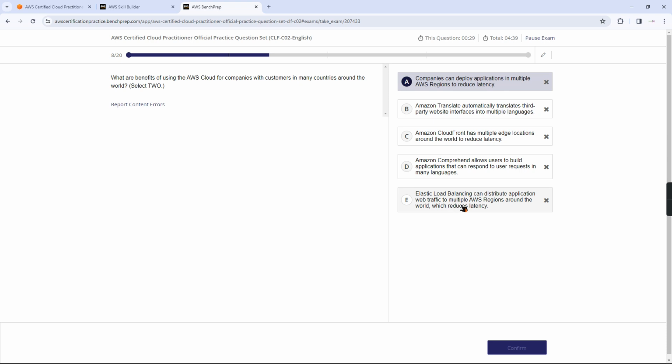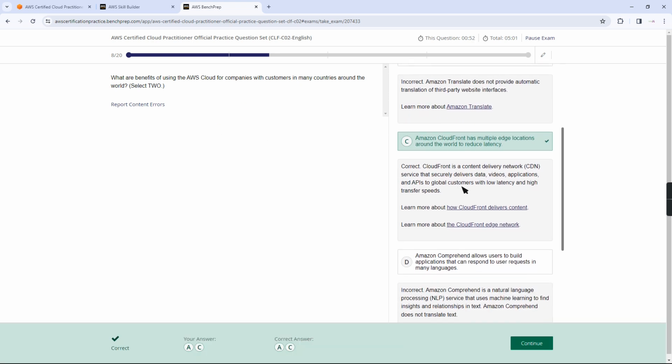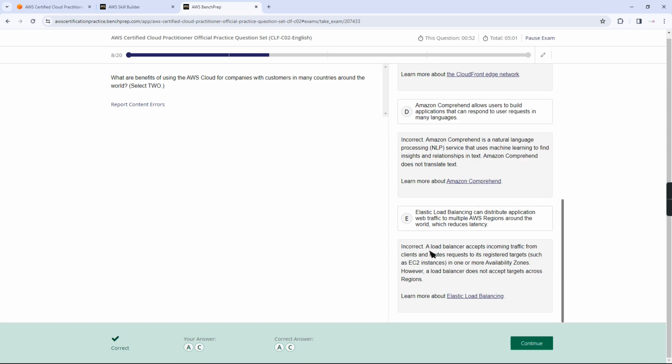Elastic Load Balancing can distribute application web traffic to multiple regions around the world and reduces latency. This cannot be the correct answer. Why? Because load balancing is available, but cross-region load balancing is not available. So typically CloudFront can be the alternative, the second choice. Let us see. Yes, that's correct. A load balancer routes incoming traffic to registered targets in one or more Availability Zones. Correct. Load balancer does not accept targets across regions. This is what we already discussed.